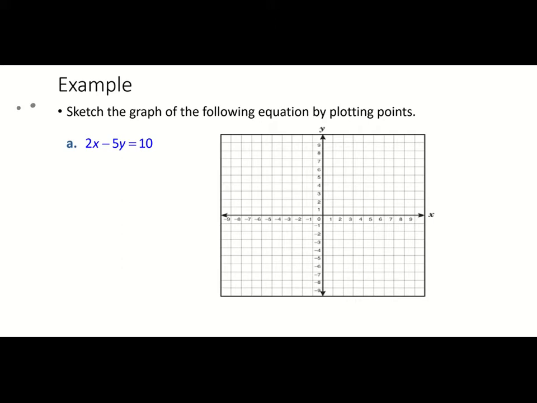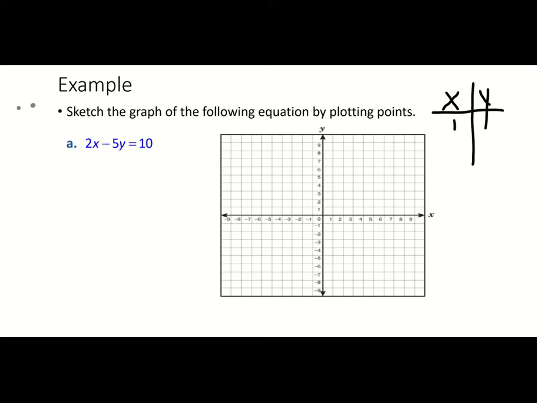Now, if you wanted to graph it by just finding some points, what you would do is draw a T-chart. It looks like a T, that's why it's called a T-chart. Put your X and your Y, and then you simply pick an X or a Y value. Pick one or the other. So I'm going to make X equal to 1.